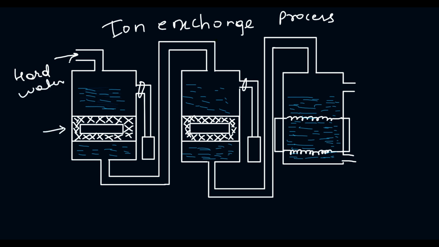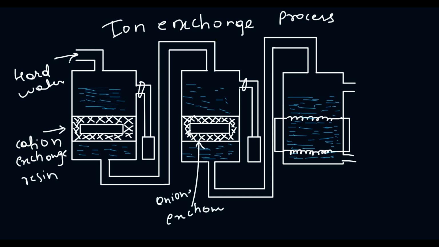This is the cation exchange resin. Another one is the anion exchange resin. This is the heater. Okay, this is the gap to remove vapors. Okay, from here the water is entered.